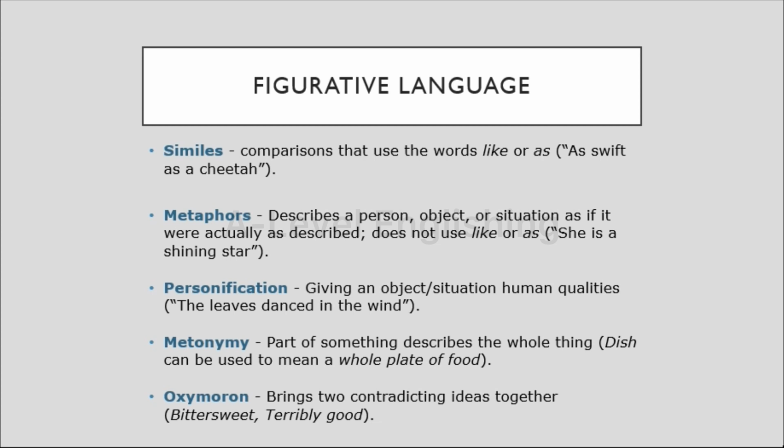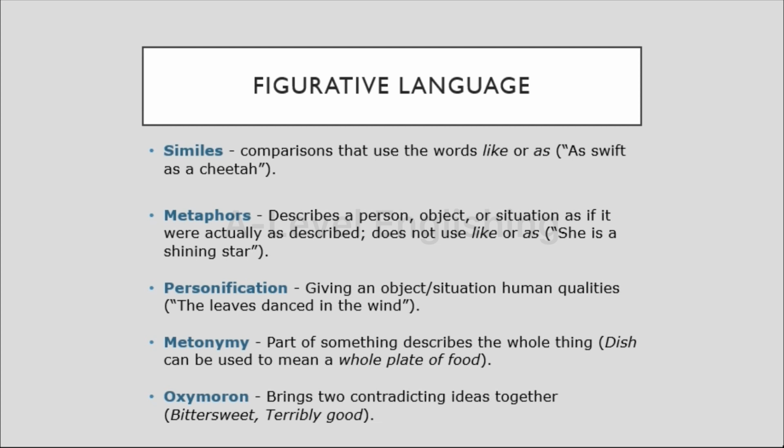So there's similes, comparisons that use the words like or as: swift as a cheetah, as slow as a sloth, right? Metaphors describe a person, object, or situation as if it were actually as described. Does not use like or as, like similes. So she is a shining star, he is an early bird. Personification, giving an object or situation human qualities. The leaves danced in the wind.